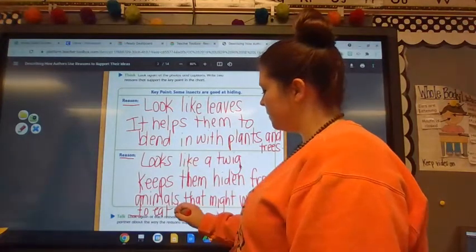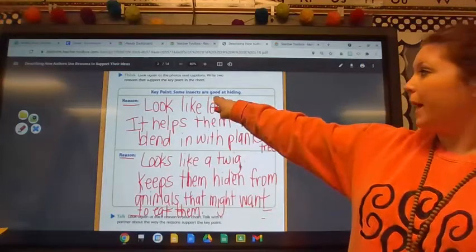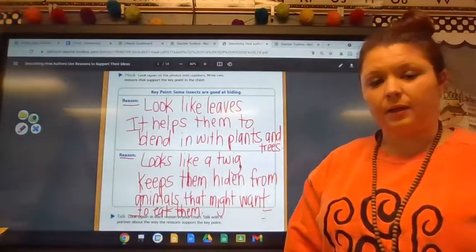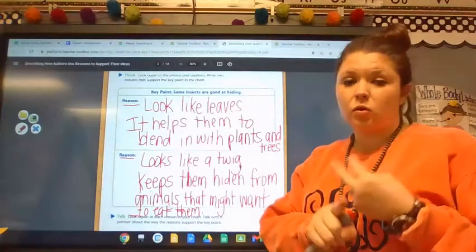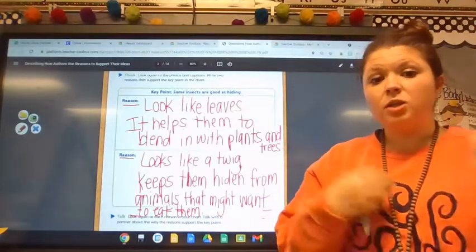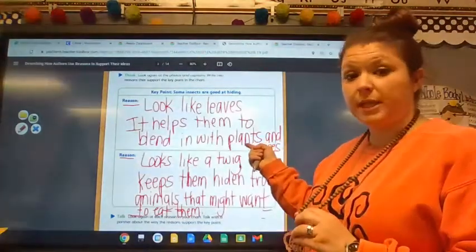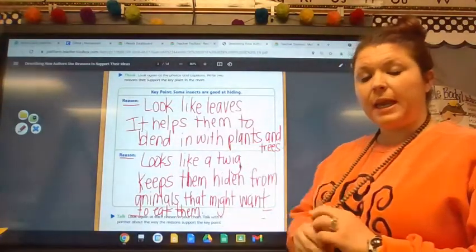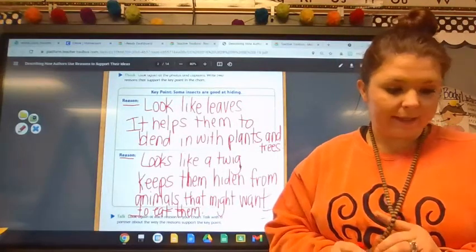Now, do we better understand why some insects are good at hiding? Some of them look like leaves. Some of them look like twigs. These help them to look like their environment, to blend in with plants and trees. And it helps them to stay safe from predators that might want to eat them.